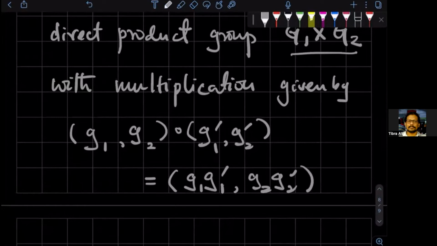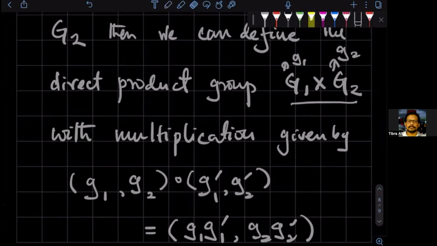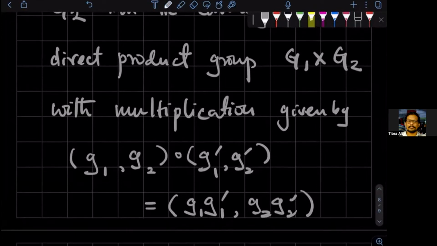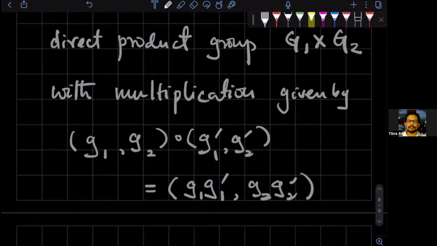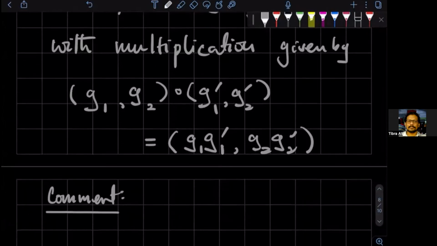So under this multiplication, we define a new group, which is called the direct product group. Okay, is the definition clear? So you have to verify that this is actually a group, right? And it should be very clear that this is a group, because there is no quote unquote interaction between the two guys, right?